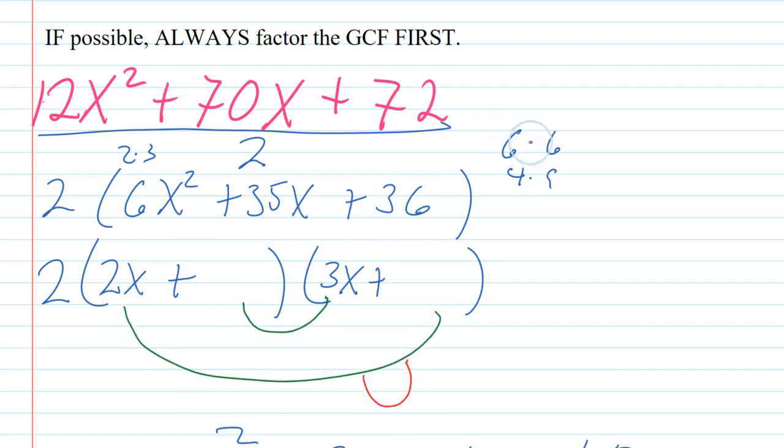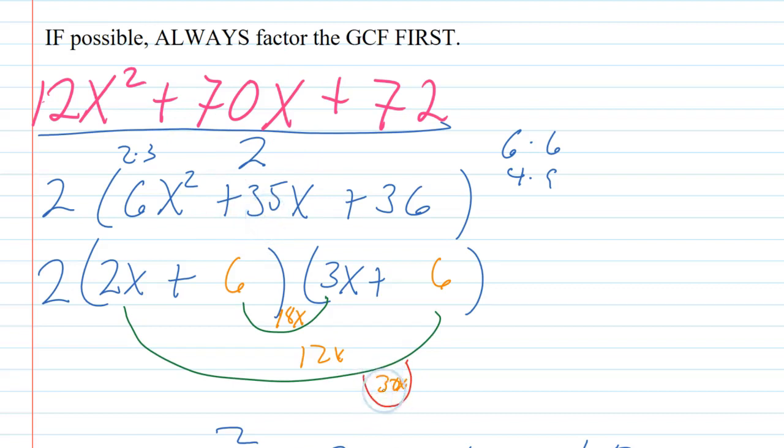Now we need to decide, do I want the 6 and 6 or the 4 and 9? So we'll go ahead and start with that 6 and 6 and see what happens. 6 and 6, they're the same number, so it doesn't matter where I put them. 6 times 3 is 18, and 2 times 6 is 12. 18 plus 12 gives me 30x. That's not my middle term, 35.